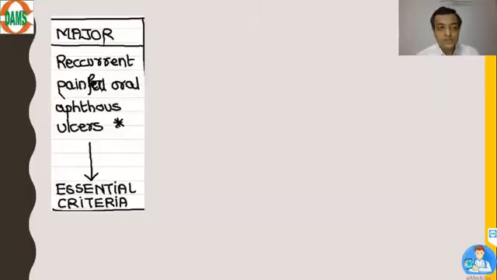So major manifestation. Majorly, Behçet's is known for the recurrent painful oral aphthous ulcers. So there is not much to understand here. These are all facts. And whatever you don't understand, write it and post it, we will explain to you. Don't worry.